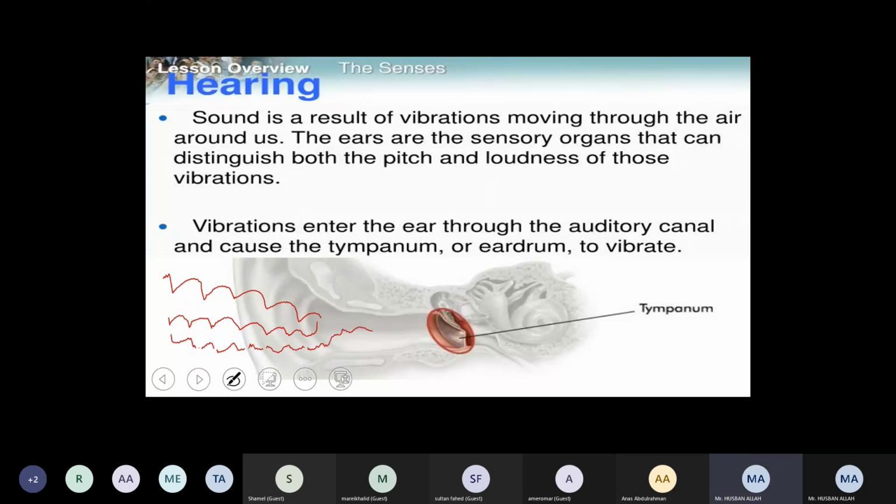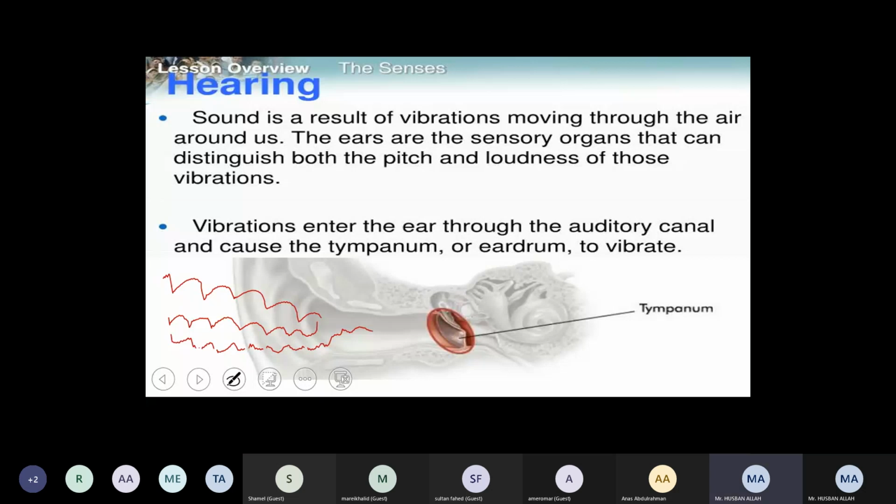Right? It's coming in this form. If you look at the sound wave, it is coming in this form, like I'm talking. The way I'm talking, it will be a sound wave and it will come to your ear in this way. The ears are the sensory organ that can distinguish both the pitch and the loudness of the sound, right?